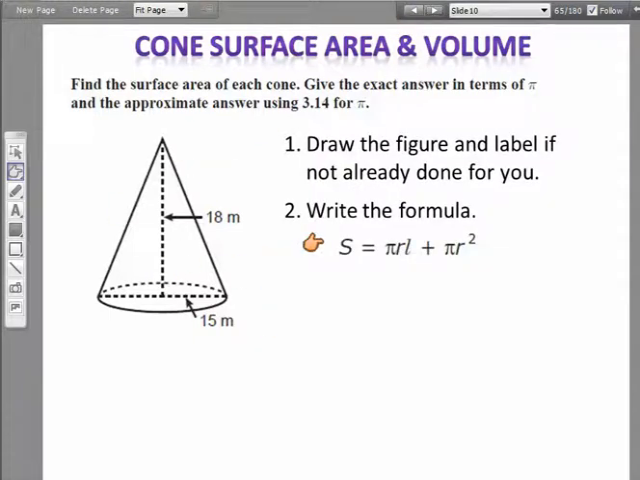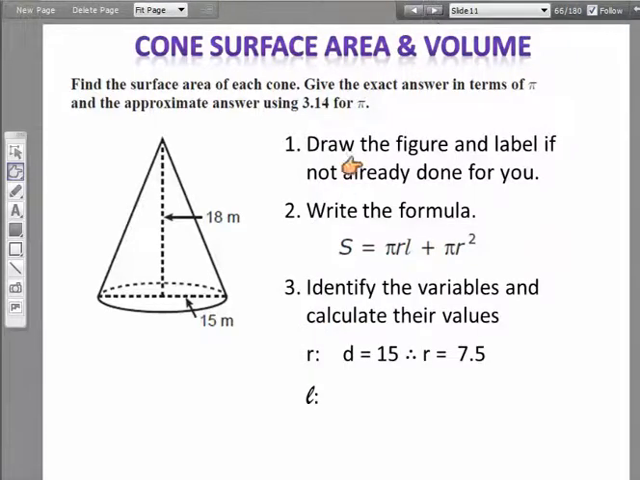They've already given us the figures, so here I've written down the formula. Identify the variables and calculate their values. I've got my radius. We'll see that in this picture they gave me the diameter. They didn't give me the radius. So I'm going to have to take my diameter equals 15. Therefore, my radius is going to equal 7.5, 15 divided by 2. Now if you notice, they gave me the height of this right cone, and I know the radius. So I'm going to have to use that with the Pythagorean theorem to calculate the slant height.